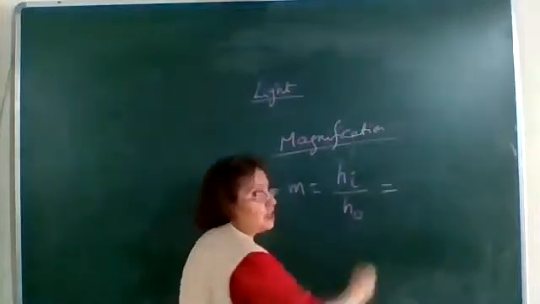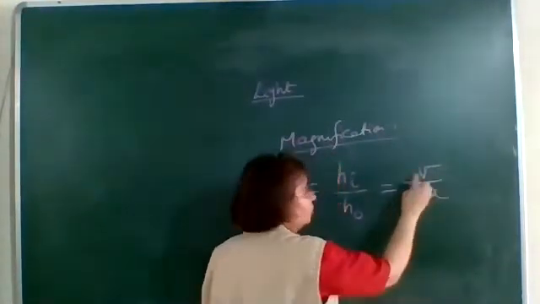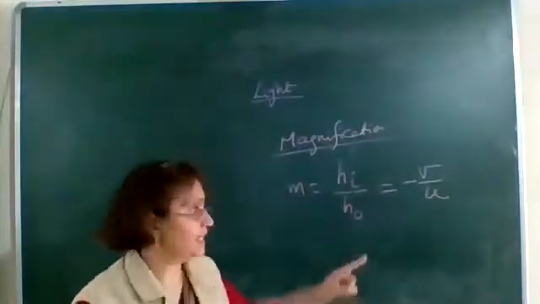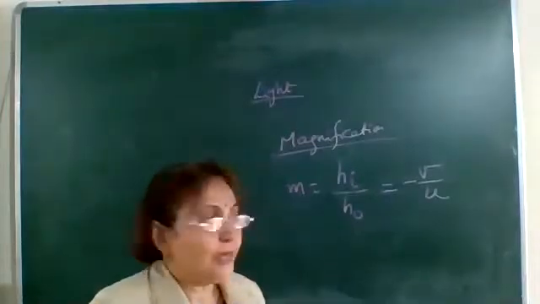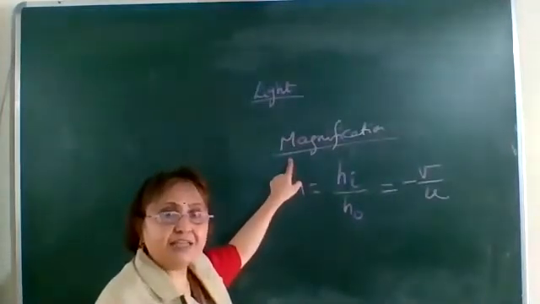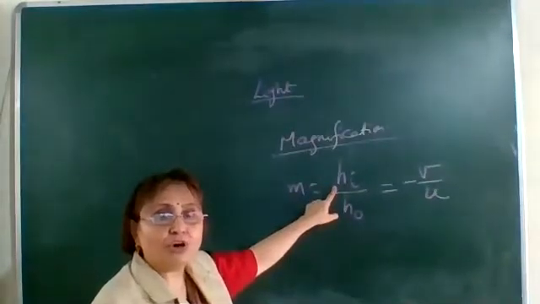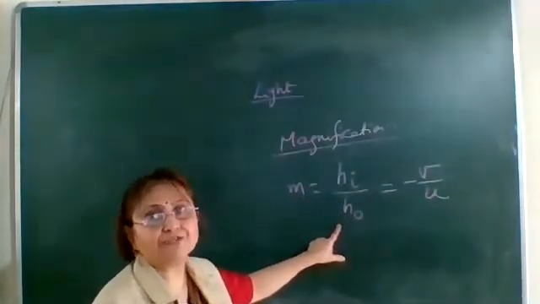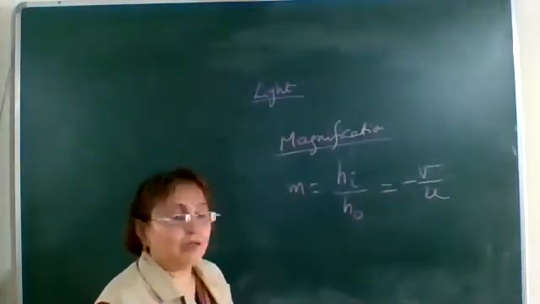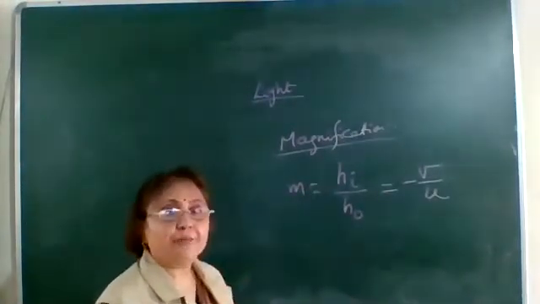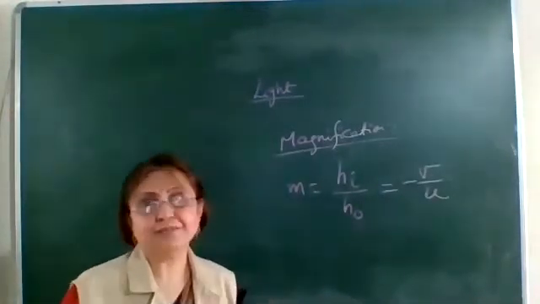In terms of v and u, it is given as minus v upon u, the negative of the image distance divided by the object distance. So you may note down, magnification is defined as the ratio of the height of the image to the height of the object. Then you can write this formula: m is equal to hi upon ho, which is also equal to minus v by u.